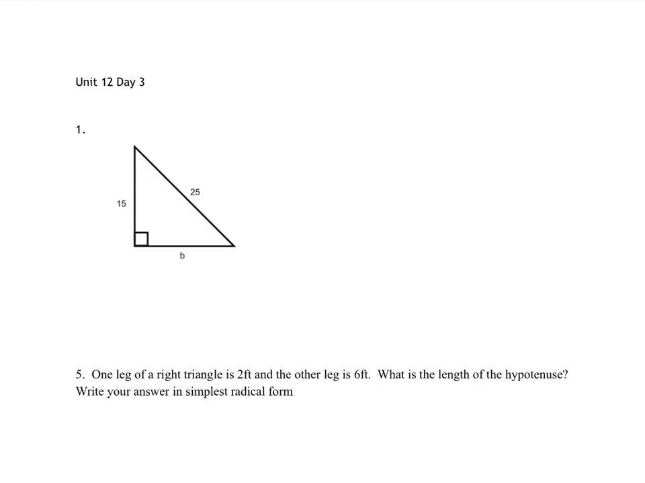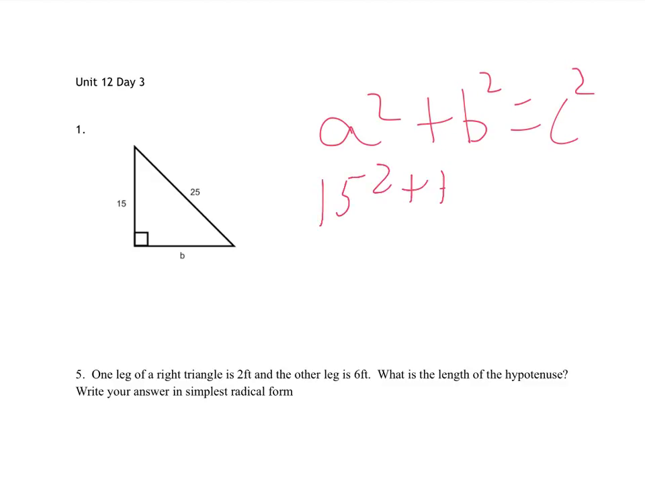So, Pythagorean Theorem is leg squared, or a squared, plus leg squared, b squared, equals the hypotenuse squared, or we'll call that c squared. In number 1 here, we are giving you 15 and b, and we're also giving you 25. Now 25 is the hypotenuse because it's right across from the right angle. So 25 is what I'm plugging in for c. We'll use b for b, and we'll use a is 15. So I'm going to plug in 15 here for a. B we don't know. 25 we'll use for c.